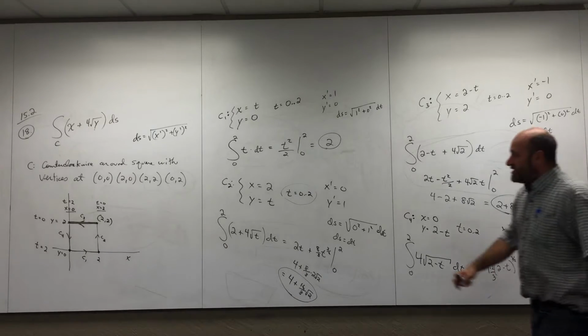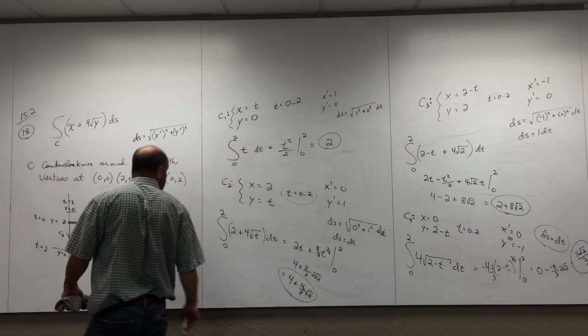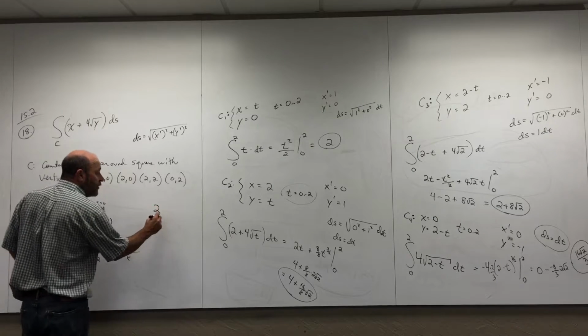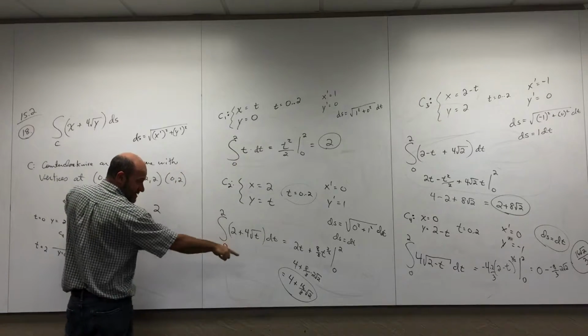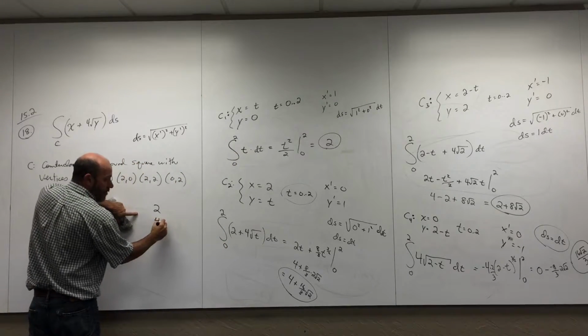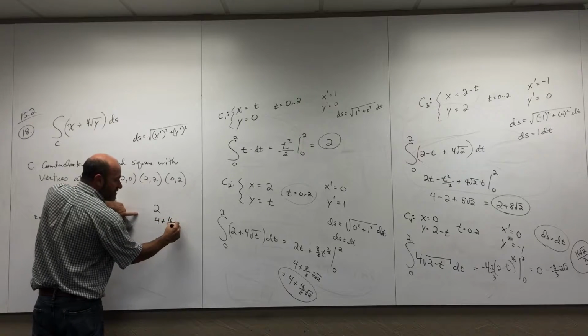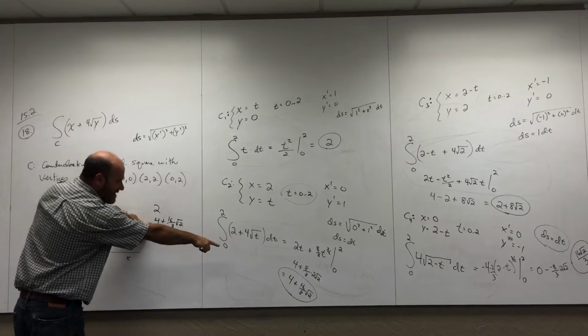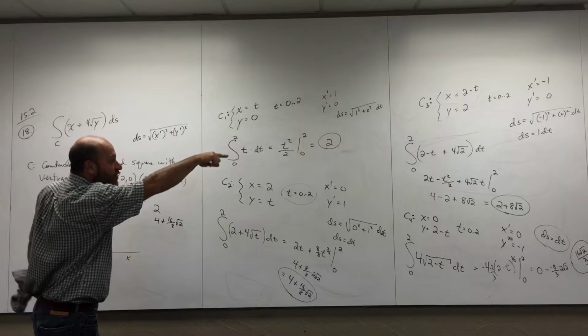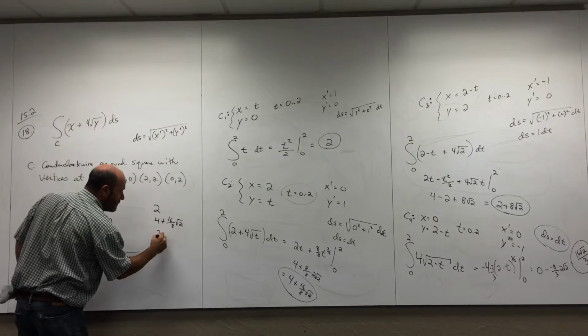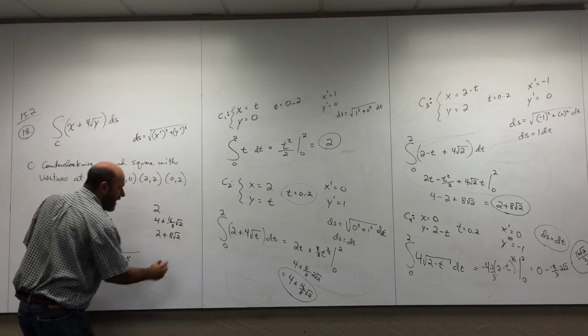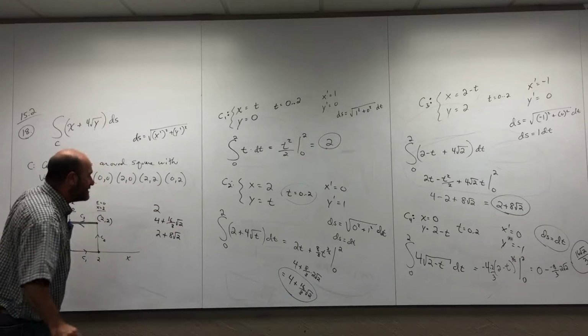Whew. To finish this problem, I got to add up my 4 answers. What are my 4 answers? 2, 4 plus 16/3 square roots of 2. What was that answer? 2 plus 8 square roots of 2. And now finally this answer. 16.